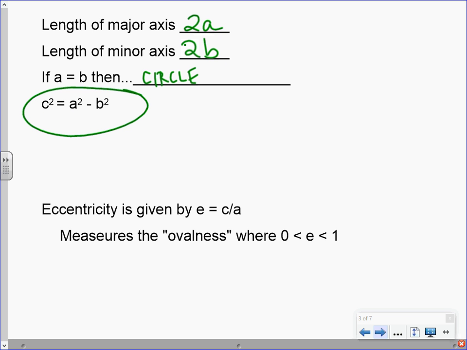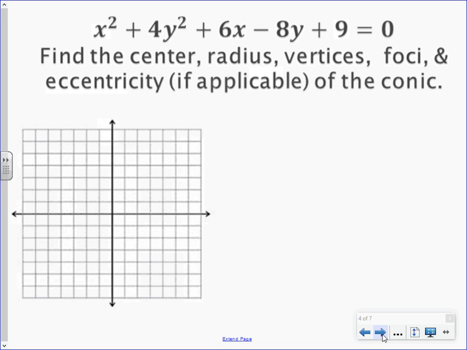Here we go. Don't write this down quite yet, because I'm going to put it in standard form for you. But here is a general conic equation. What do you notice about it? There's an x squared and a y squared, correct? So we know it's not a parabola. Because x squared and y squared have the same sign, in this case they're both positive, we know it is going to be an ellipse.